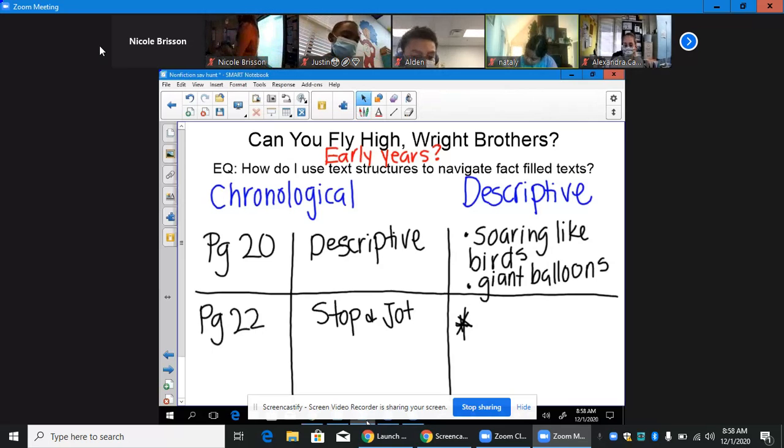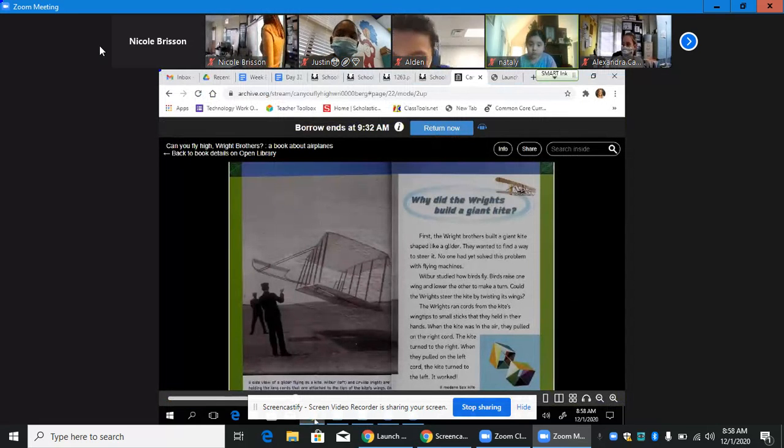You're writing everything you write, and then you're writing your stop and jot. And I'm going to pull that back up so you can see it. Something that you think is very important from this page. Why would they include this in the book?